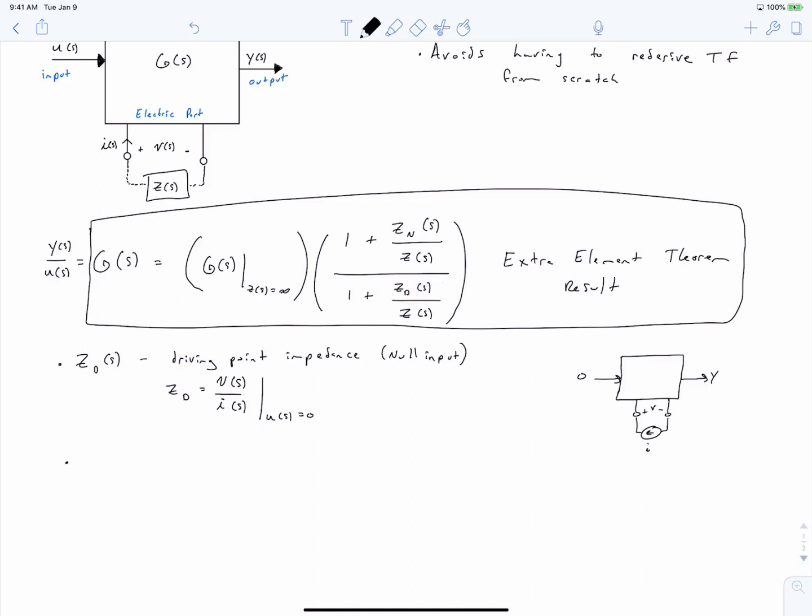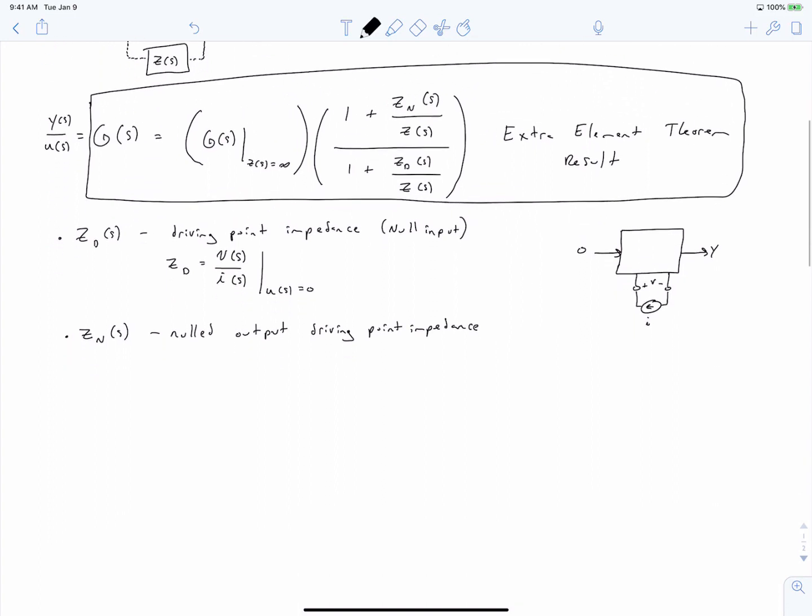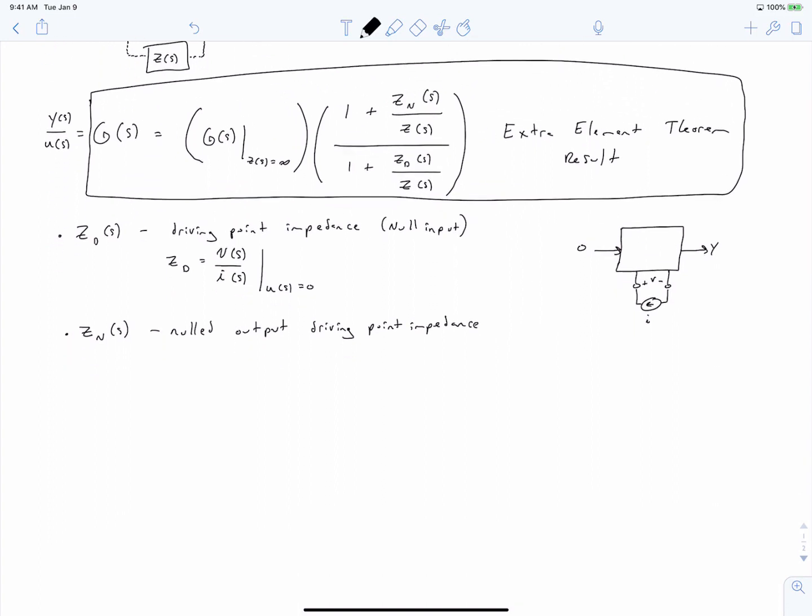The next term is Zn, which is our nulled output driving point impedance. So what does that mean? Let's sketch our block diagram again. This time, instead of the input being null, our output is null. So our output is 0. And the idea is that this is the impedance seen at our electric port terminals when we inject a current that causes our output to be 0 for any input signal.